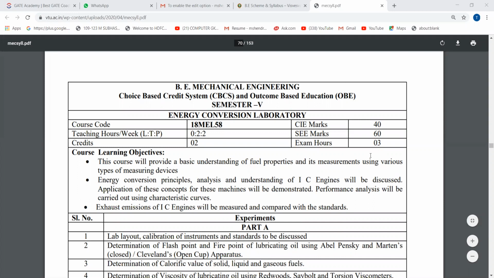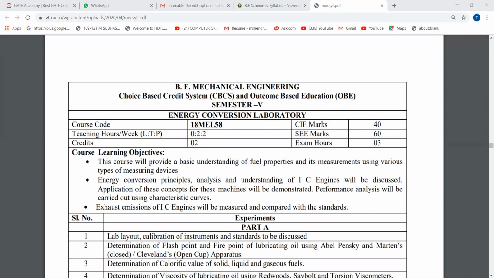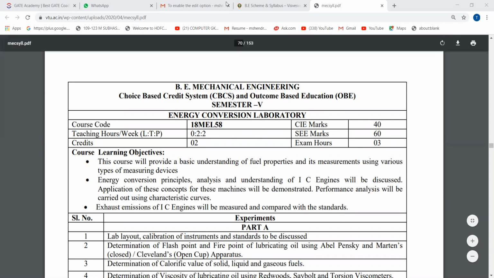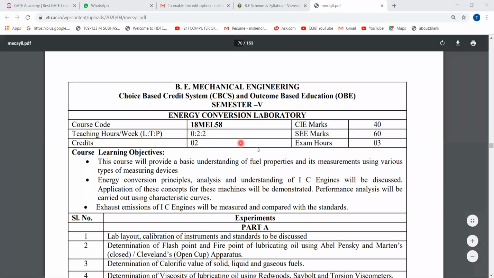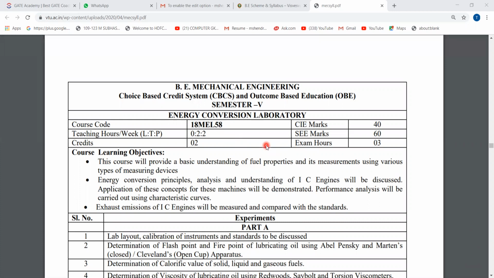So today we are going to discuss the course content of the course Energy Conversion Laboratory, which is exclusively for 5th semester BTU students. This is the lab which is entitled as Energy Conversion Laboratory. We'll discuss what the course objectives of this particular course are, and also what the course content of this subject is. So the title of this course is Energy Conversion Laboratory.